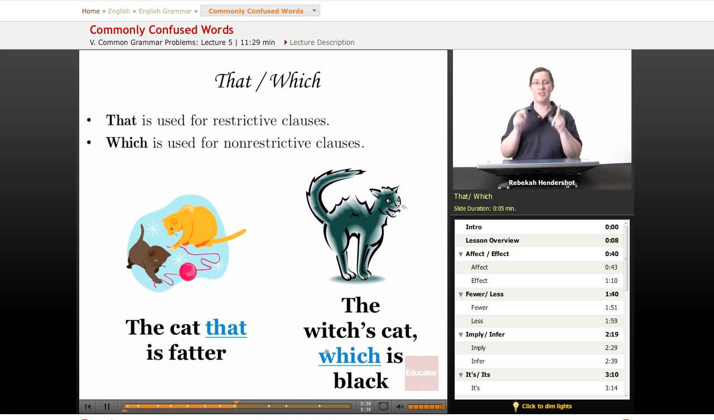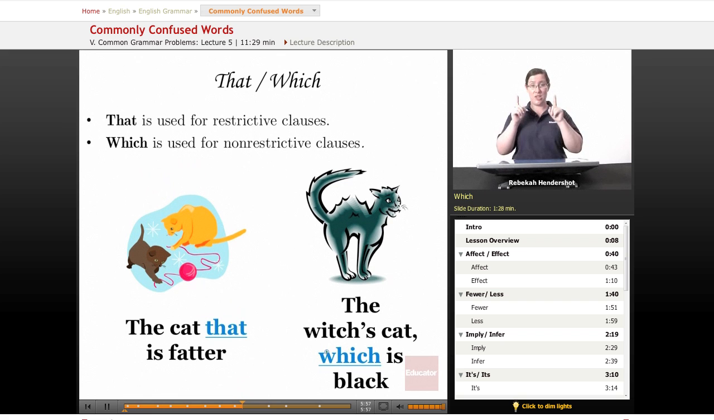All right, that and which. Grammar explanation first, real world explanation second. That is used for restrictive clauses. That's where you're going from a large category of something and you're narrowing it down to a smaller something within that category. Which is used for non-restrictive clauses, which basically supply extra information. They don't narrow it down at all, they just give you extra details.